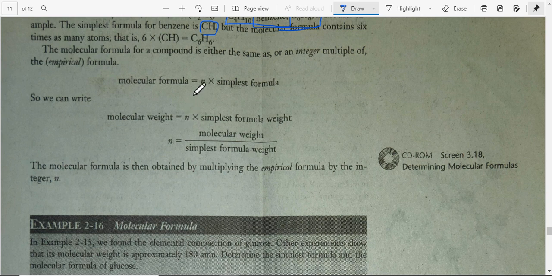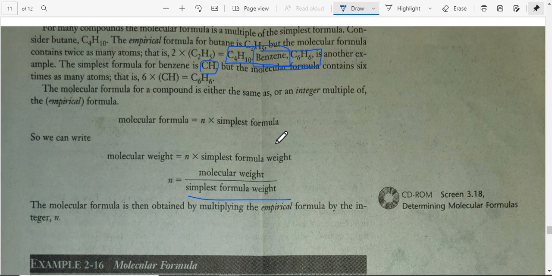Okay, therefore, how do you solve for N? It is the molecular weight divided by the simplest formula weight. So how do you get the molecular weight? The molecular weight is the total.